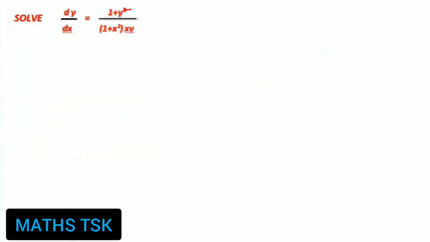Look here, dy by dx is given like this. You have to separate x and y functions. Let us write like this. dy by dx is equal to (1 plus y square) by y, into (1 by x) into (1 plus x square).